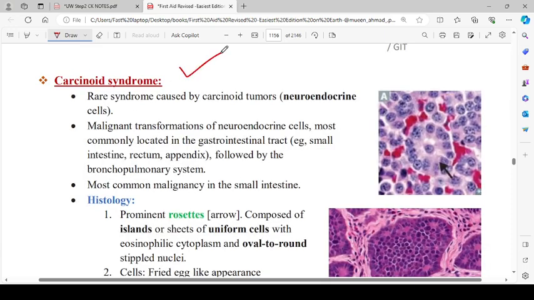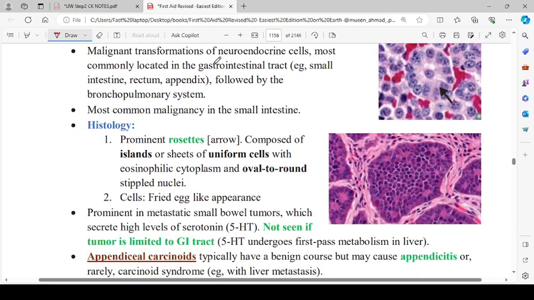Then carcinoid syndrome. It is important. Carcinoid syndrome is basically caused by a tumor of the small bowel. Although I previously said that small bowel tumors are very rare, carcinoid tumors are one of the tumors that can occur. So it is a rare syndrome caused by carcinoid tumors of neuroendocrine cells. It results from malignant transformation of the neuroendocrine cells, most commonly located in the gastrointestinal tract, for example, small intestine, rectum, and appendix, followed by the bronchopulmonary system.